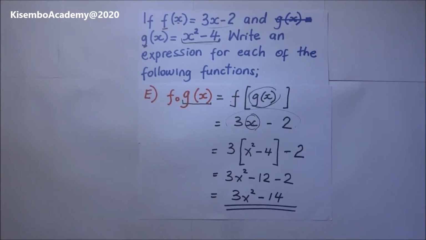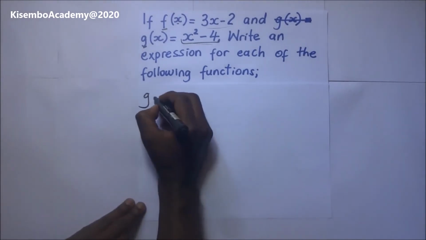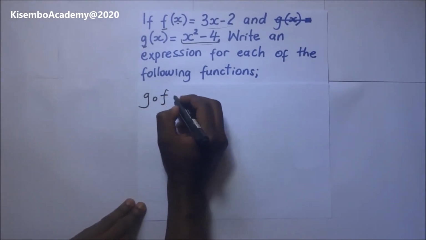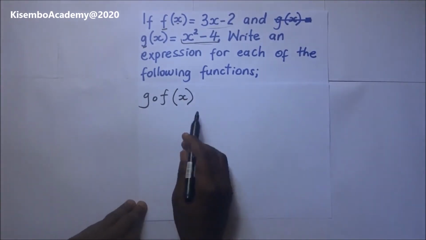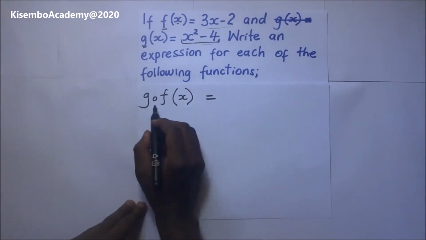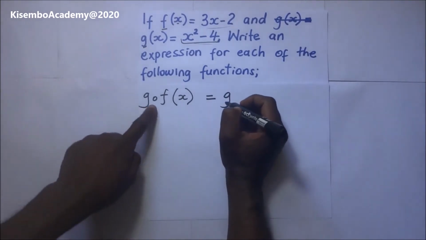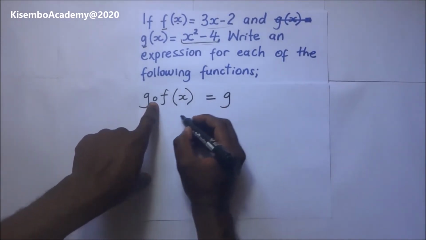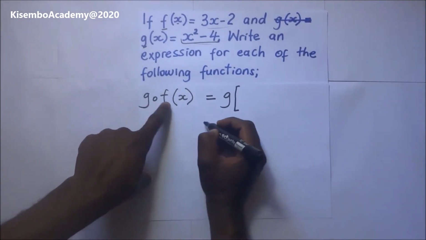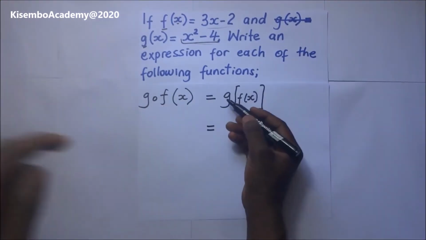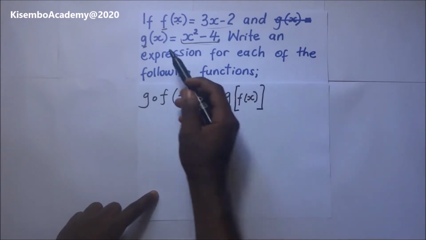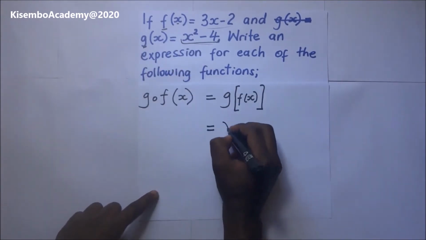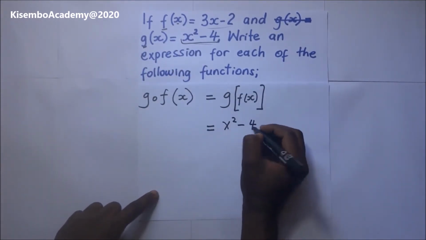That's pretty much it. Then we have gf of x. This is the same as saying g, small round circle, f of x, where the input of g is f of x. So what is our g of x? Our g of x is x squared minus 4.